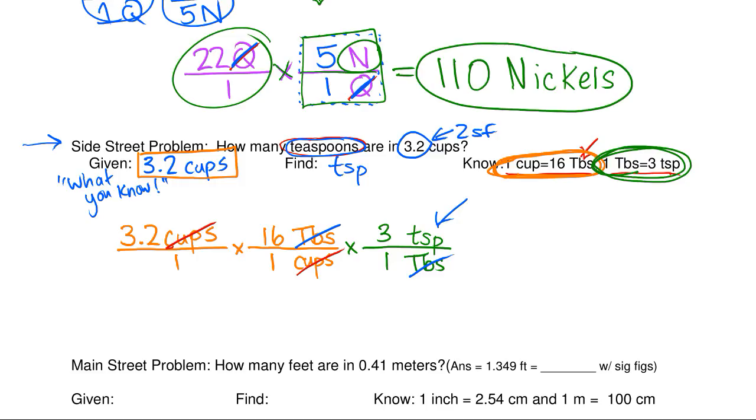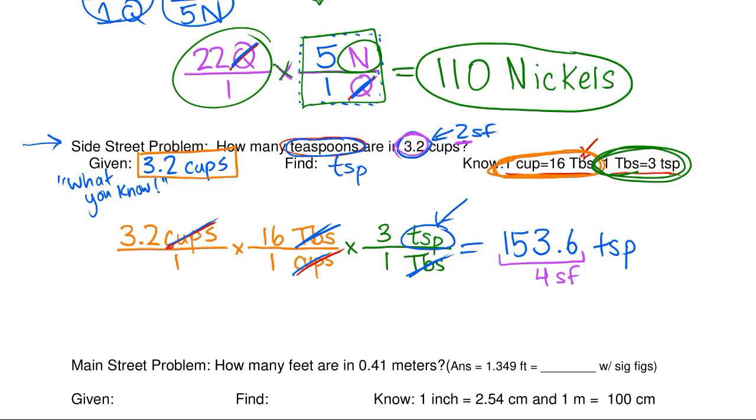So, with cups canceled, top bottom, and tablespoons canceled, top bottom, I'm left with teaspoons, which is exactly the unit I want. So right now, I'm just going to do the math. And when I do the math, I will get 153.6 teaspoons. This is too many sig figs. Remind yourself that this is actually 4 significant figures. But according to my problem up here, I am only allowed to have 2.